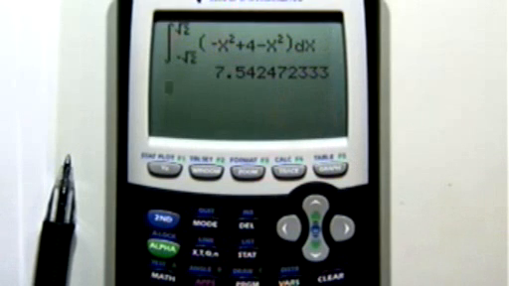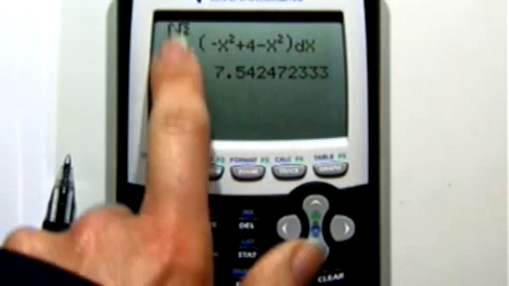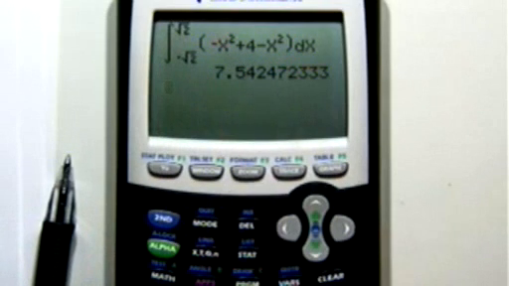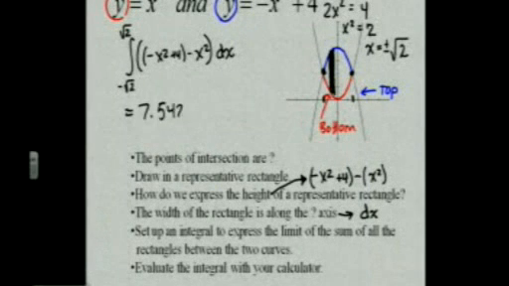All right, so that's your answer. Remember again, if this was by hand, I'd have to go through all of the steps to turn that into an antiderivative and then evaluate it on the two points. But we're just going to use the calculator as an example here. So 7.542 is the area. So this equals 7.542. There we go. That would be the area that represents not just that one rectangle I drew, but the region contained between the two curves.